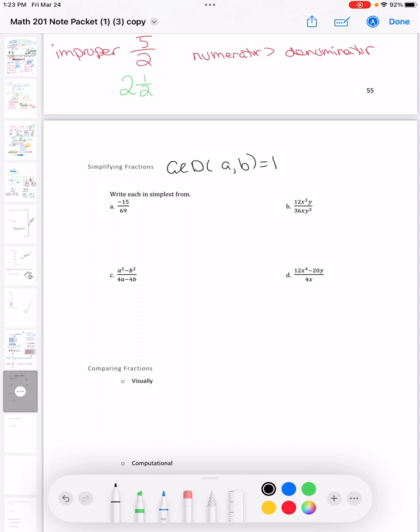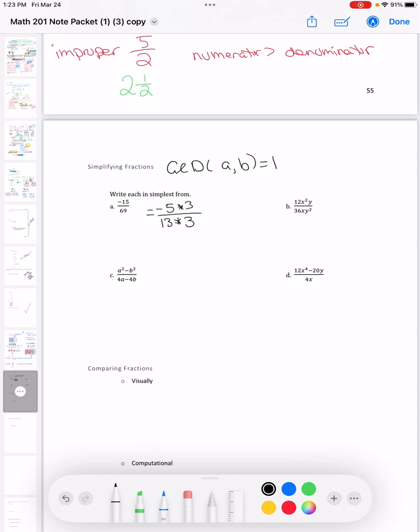So I could write negative 15 as negative 5 times 3. You could also write it as negative 3 times 5 or 3 times negative 5. That's fine. I know there's a couple different orders we could do that in. But the reason I chose 3, and not like 1 times 15, is because 3 is also a factor of 69. In fact, 69 is 23 times 3.